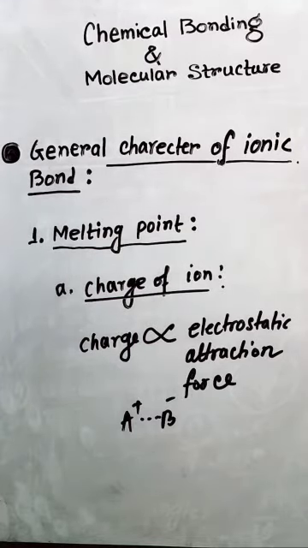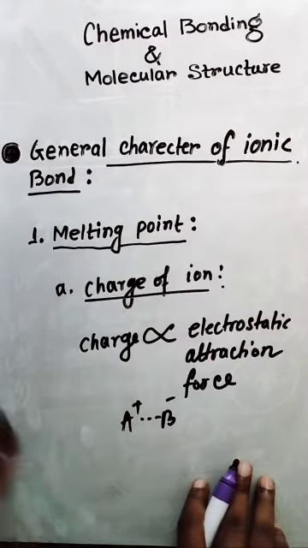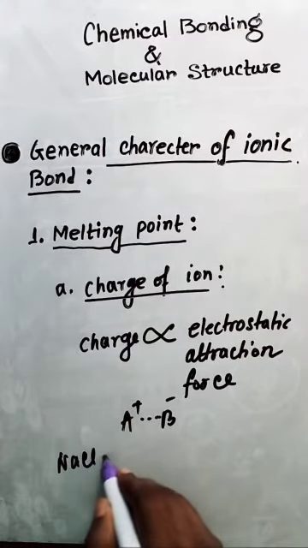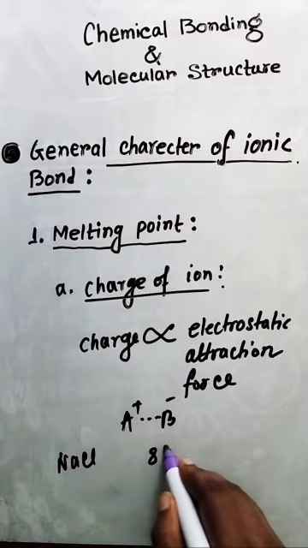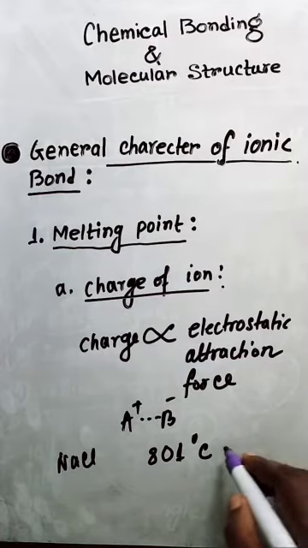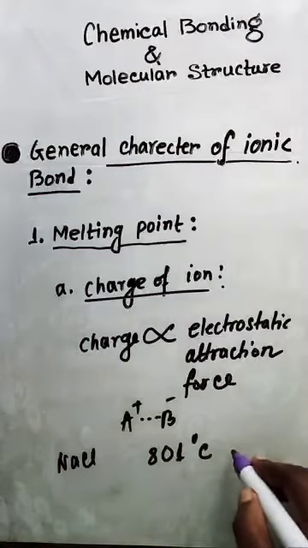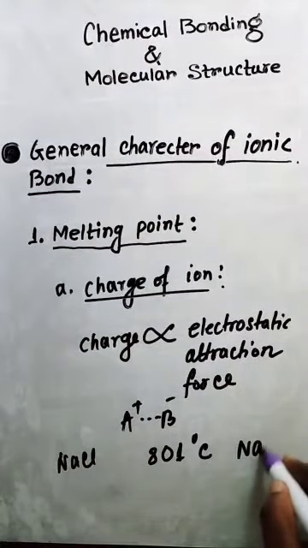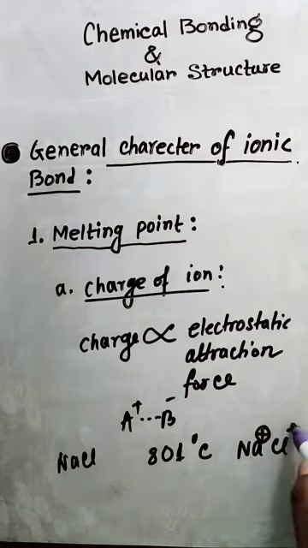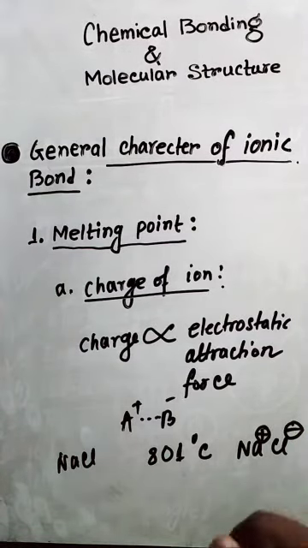For example, the melting point of sodium chloride is 801 degrees centigrade, and here sodium chloride is present as Na+ and Cl-. So they are present with one positive and one negative charge.